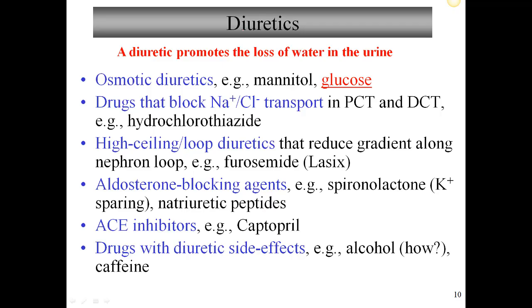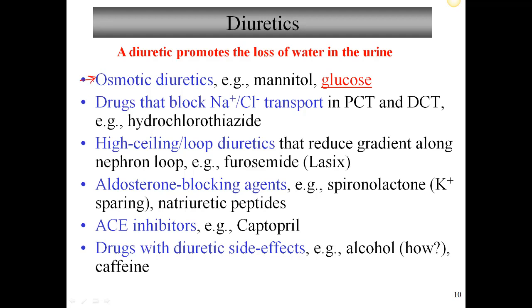And finally, we want to just talk a little bit about diuretics. What is a diuretic? Well, we know from talking about antidiuretic hormone that a diuretic is something that promotes loss of water in the urine. So if you take a diuretic, what will happen is you pee a lot, right? You lose a lot of body water. And there are several different types of diuretics, and I want to mention these because these go along with the physiology that we've been talking about.